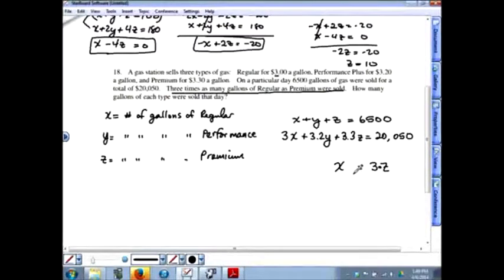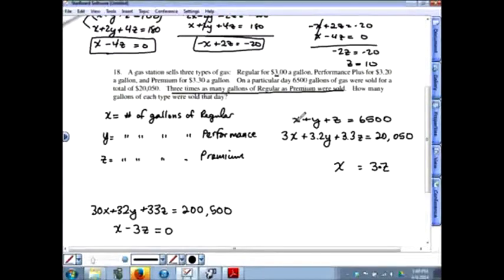equations. Again, these decimals here aren't looking too good, so I'm going to multiply this middle equation by 10, so that becomes 30x plus 32y plus 33z is equal to 200,500. Now this bottom equation, I'm going to minus the 3z over, and x minus 3z is equal to 0. It's a very similar situation as the problem above. You notice this bottom equation is only in terms of x and z.